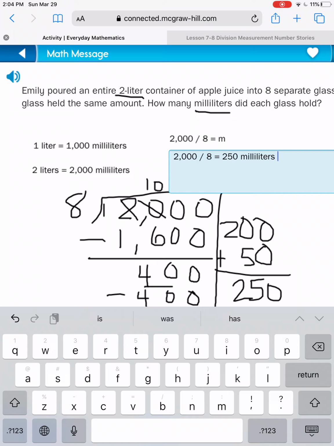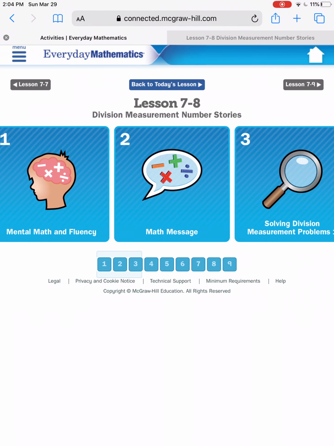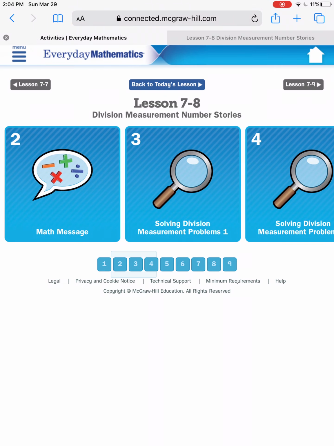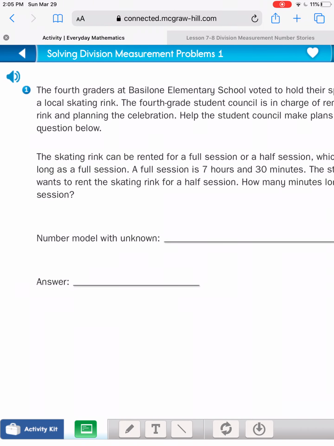So now we're going to go on to our next problem, and we're going to go back to our home screen, and we're going to go to slide 3, which is titled Solving Division Measurement Number Problems. And it's going to bring us to another question. So we're going to read this question out loud together.